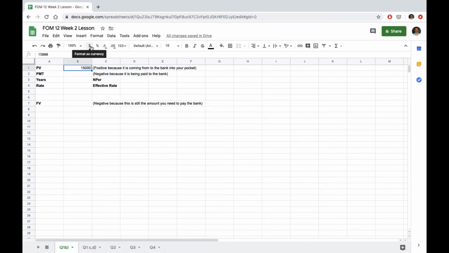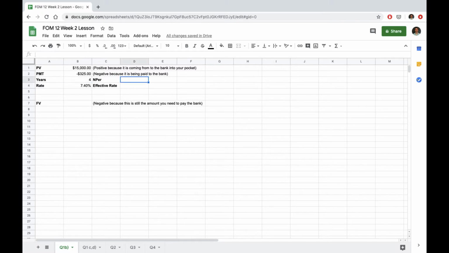If you want to make this look nice, you can always hit that little dollar sign. It'll format it as money. Next, his payment is negative $325. Again, this is negative because he's paying this into the bank, out of his pocket into the bank. We're doing this for 4 years, so the number of years is 4, and our annual interest rate is 7.4%.